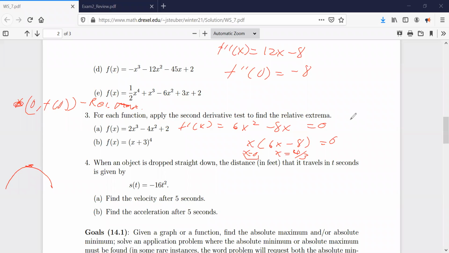And then if I plug in the 4/3, I'll get f double prime of 4/3. That's going to be equal to 16 minus 8, which is equal to +8. So it's going to be a relative min because it's switching from decreasing to increasing. And we get 4/3 as a relative min. Does this make sense to everybody?